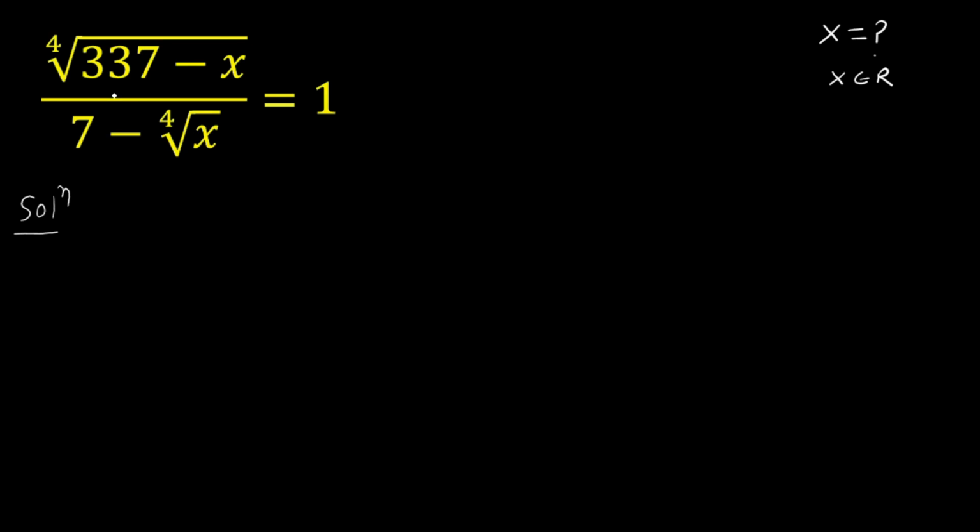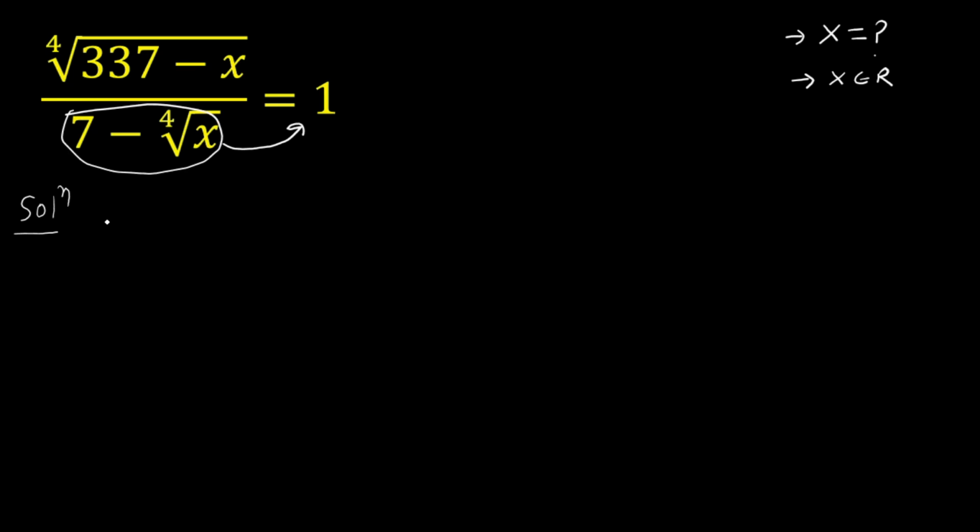Hello students, in this video we are going to solve (fourth root of (337 minus x)) divided by (7 minus fourth root of x) equals 1. Here we will find out the value of x, where x belongs to the real numbers. Now first, this denominator is multiplied by 1.